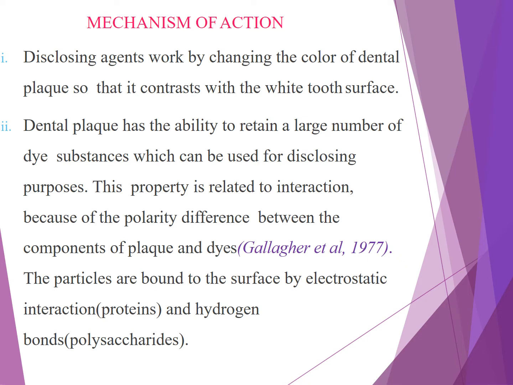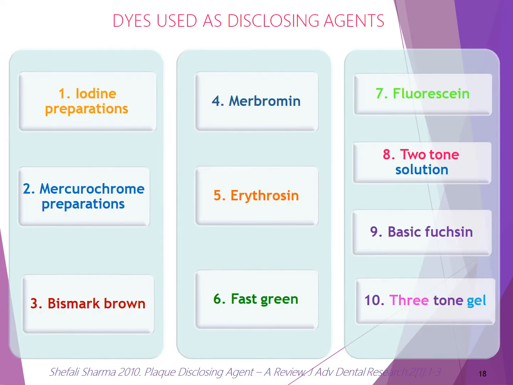Now, mechanism of action. Disclosing agents work by changing the color of dental plaque so that it contrasts with the white tooth surface. Dental plaque has the ability to retain a large number of dye substances which can be used for disclosing purpose. This property is related to interaction because of the polarity difference between the components of plaque and dyes. The particles are bound to the surface by electrostatic interaction and hydrogen bonds.